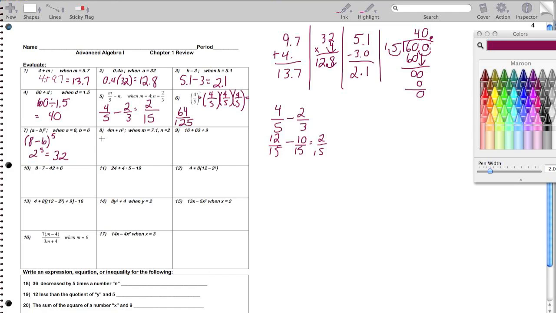Number 8, 4m plus n to the 3rd. That's really 4 times 7.1 plus 2 to the 3rd. 4 times 7.1, 7.1 times 4, 28. Bring my decimal point over, I get 28.4 plus 2 to the 3rd is 8. So whenever I go ahead and add these, I make sure my decimal points are lined up. And I get 36.4.